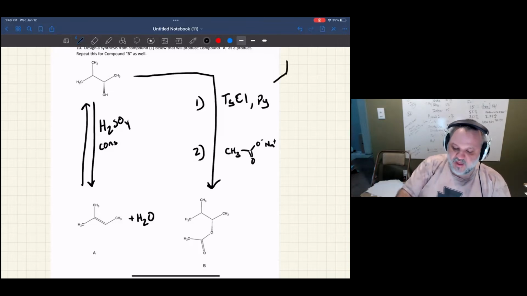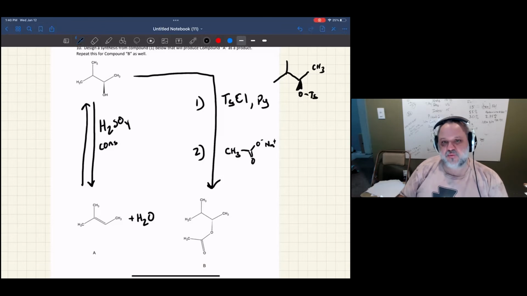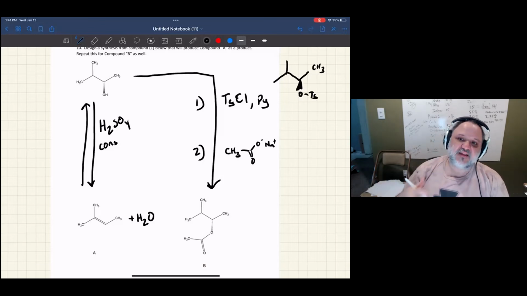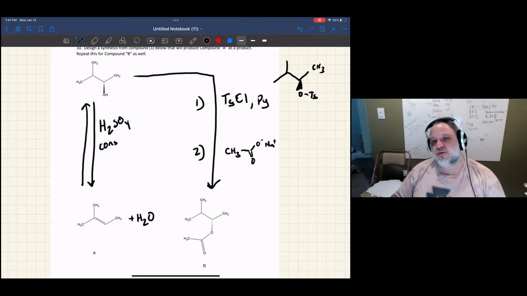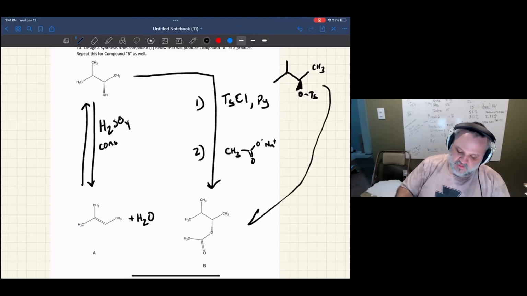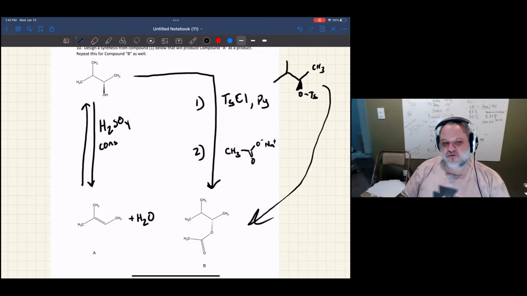So recall, if I react an alcohol with tosyl chloride, then I get OTs as a product with retention of the stereochemistry. It does SN2 twice to get to this place. And so going from here to there with step 2 will get me my inversion in stereochemistry. Okay, there you go.